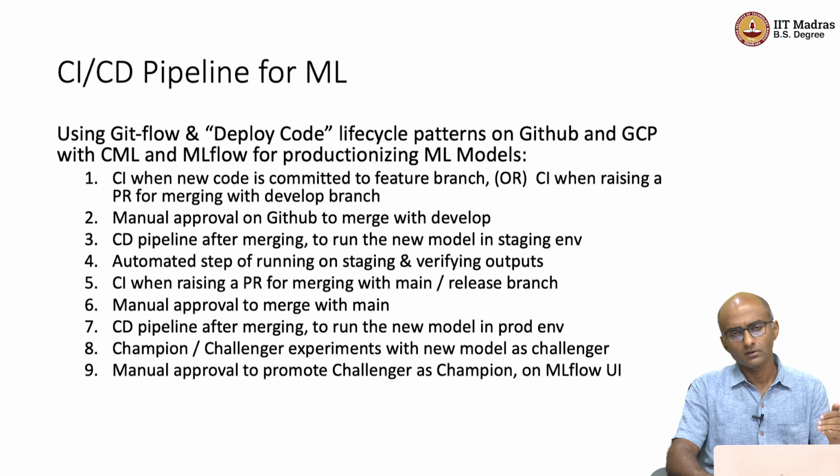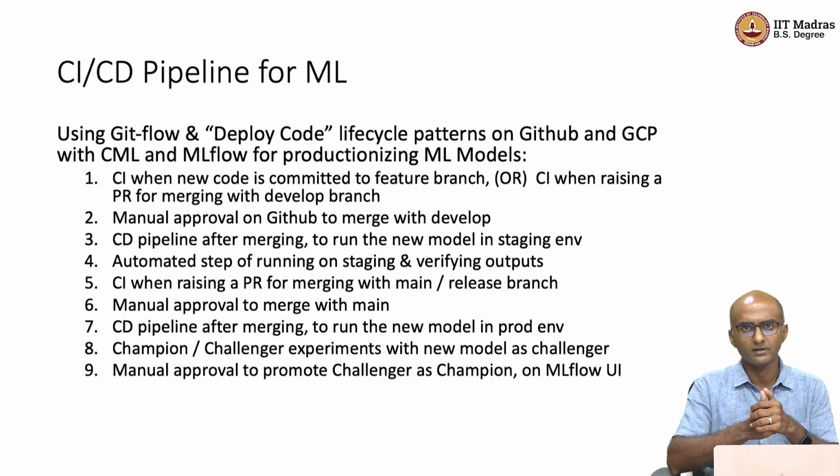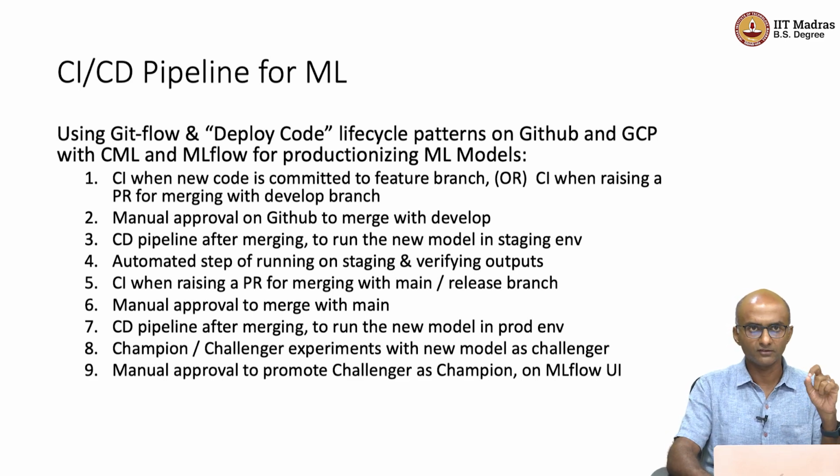Once that is done, there would be a PR raised to merge that develop branch code into the main branch or into the release branch, as the case may be. At that stage, there would be another CI, because the main branch, the release branch, might have deviated from the develop branch at some point in the past. So therefore, a fresh round of testing. That CI has its own set of tests, by the way, right? Not necessarily a copy of the CI that's there in step 1.